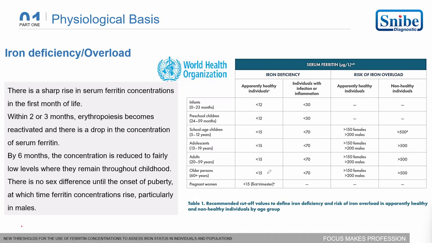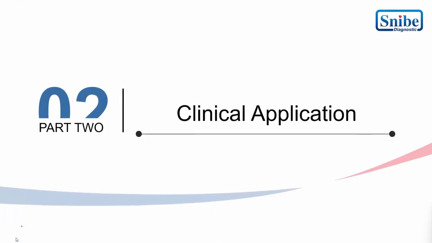And if we talk about older persons, 60 years of age, an apparently healthy individual at risk of iron overload has a value greater than 150 in females and 200 in males, as compared to a non-healthy individual of greater than 5,000. So this is the recommended cutoff value to define iron deficiency and the risk of iron overload in apparently healthy and non-healthy individuals at different age groups. So iron deficiency and overload can be overlooked on the basis of physiology.